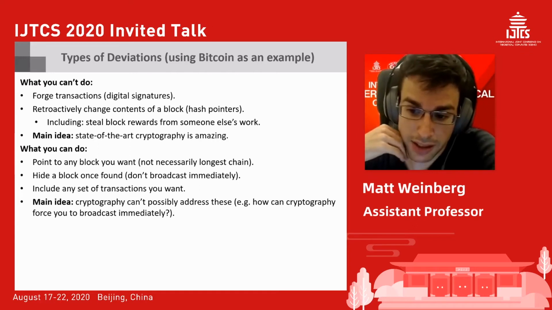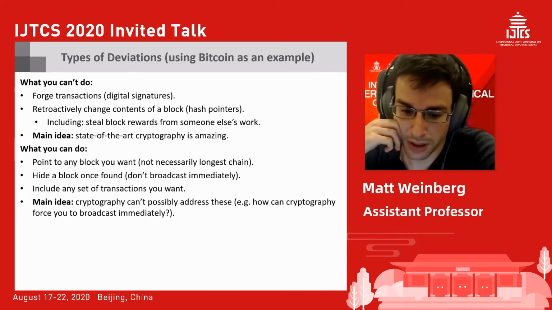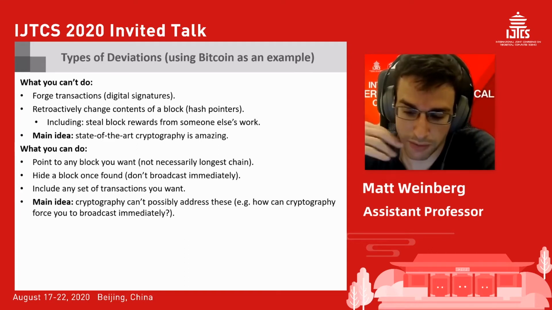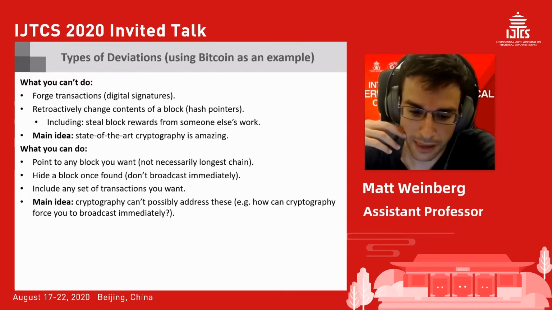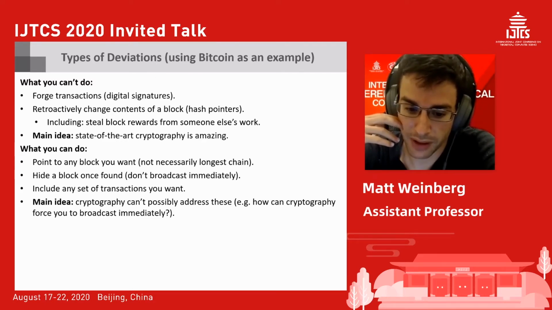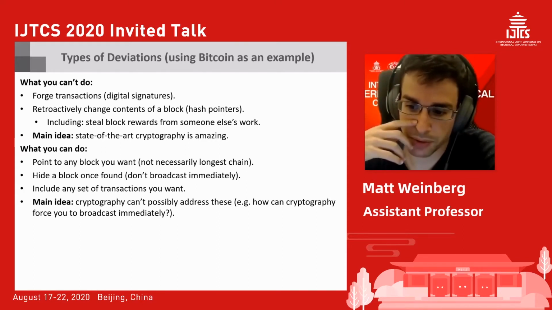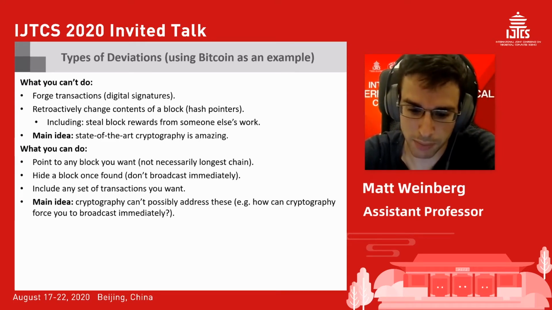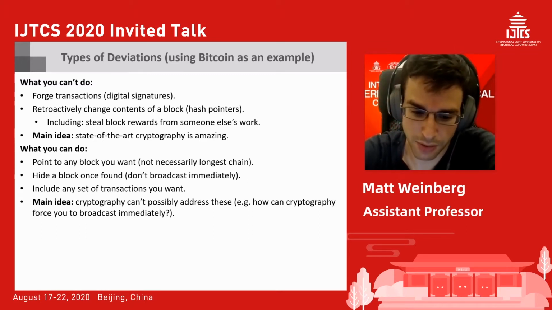But there are still ways you can deviate from the Bitcoin protocol without breaking any cryptography. For example, the Bitcoin protocol says you should point to the longest chain. You don't have to do that. There's no cryptography that ensures that you do that. You're maybe incentivized to do that, because if you don't point to the longest chain, your block may never get in the longest chain, and then you just kind of wasted your time. But the cryptography is not what's forcing you to do that. Another thing you can do, when you create a block, is hide it. You don't have to broadcast it immediately. And maybe the Bitcoin protocol would like you to include the highest fee per block space transactions that are in the mempool, but you don't have to do that either. You can include any set of transactions you want.